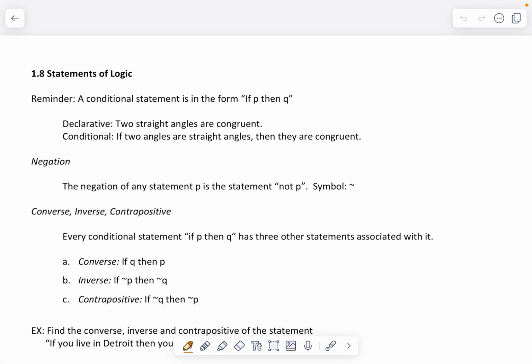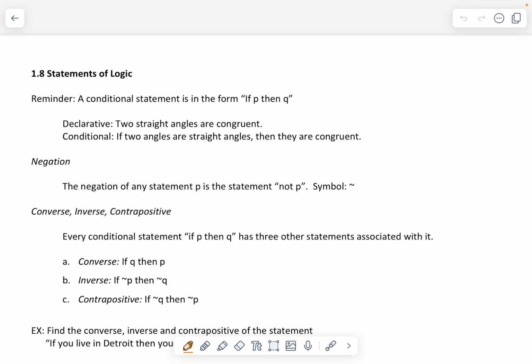Today is the last section of chapter 1. Woo! And we're going to have some more fun doing some logic. So in section 1.7, we talked about the conditional statement again. That is when it's in that if, then, hypothesis, and conclusion. And you learned about the converse. And we learned that the converse isn't necessarily true. That we have to investigate and determine if it's true or not.